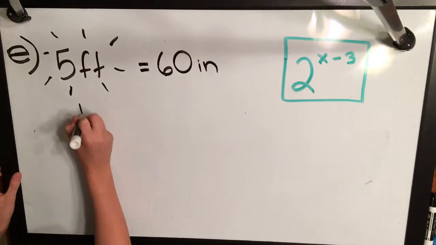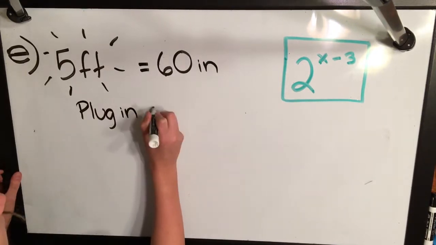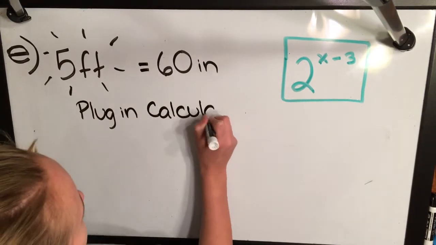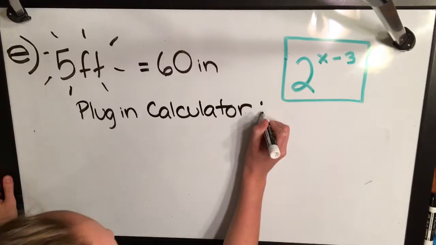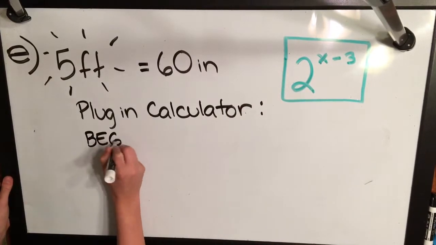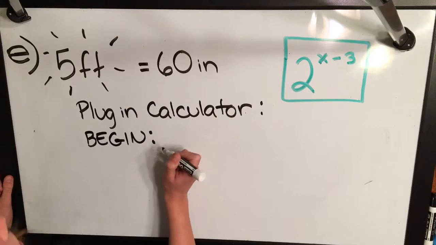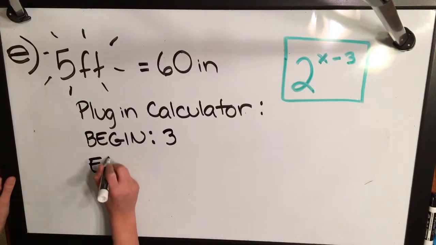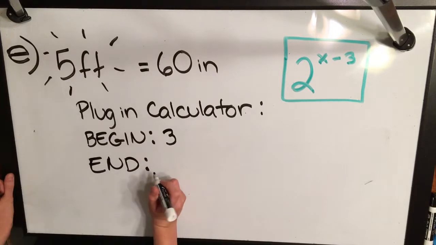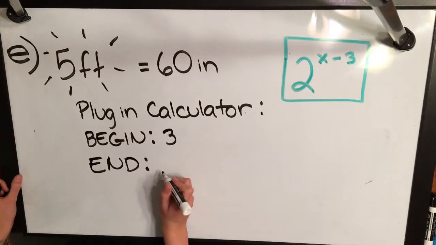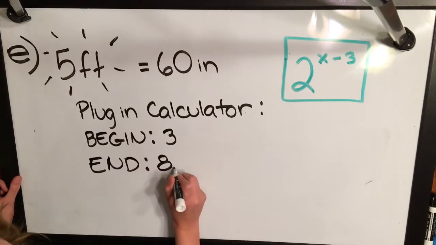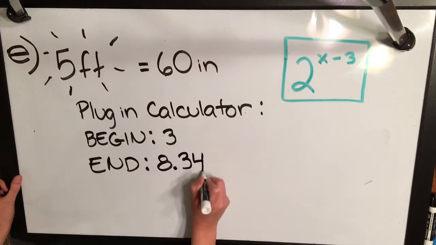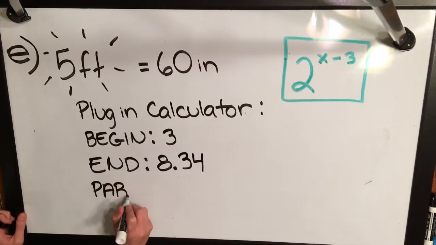Alright, our next problem is how long will it be until Rapunzel can leave the tower? We know that at 5 feet is when she can leave the tower, which is the same as 60 inches. So for this, you pretty much have to do guess and check. What we found is that your beginning starts at 3, like it always does, because that's when she starts the potion, and your end is 8.34. And we always use parts of 100 because it's really accurate.